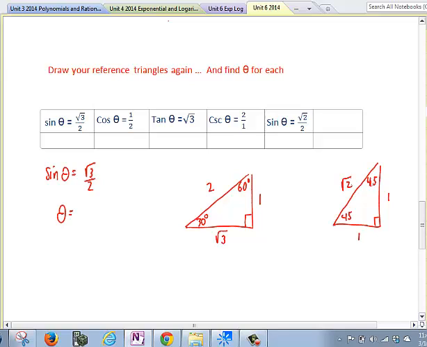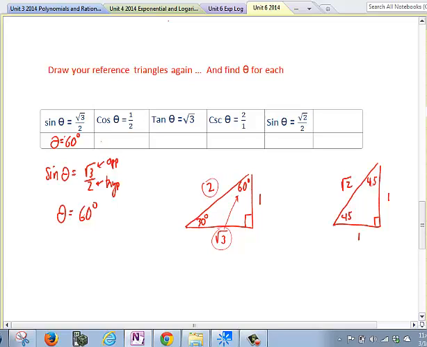So when we look at the first one, we think of, well, the opposite side is root 3, and the hypotenuse is 2. So when we look at the triangle, if the opposite is root 3 and the hypotenuse is 2, it's got to be that angle 60 degrees. So this would be theta is equal to 60 degrees. Let's do the next one.